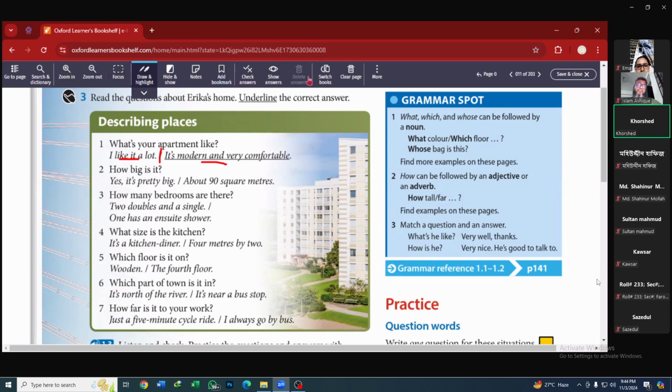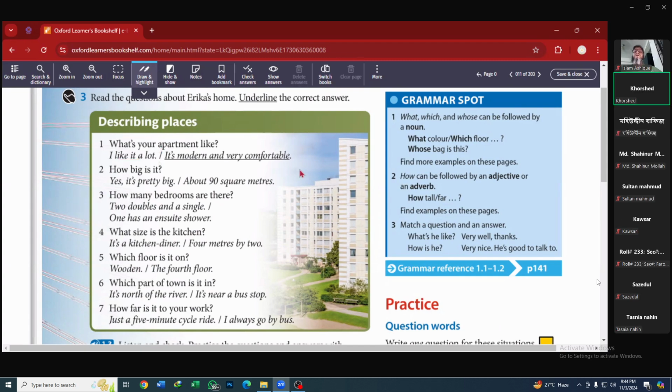Okay, so what's your apartment like? Apartment like fifth floor. I am like fourth floor. Okay, sir, you did not understand. You can ask the question to Mr. Islam Ashik. He will give the answer and that will clear your confusion. Okay, Mr. Islam Ashik, could you please give the answers to Mr. Khurshid? Mr. Khurshid asked these questions. What's your apartment like? How is it? How big is it? These questions, ask these to Mr. Islam Ashik.